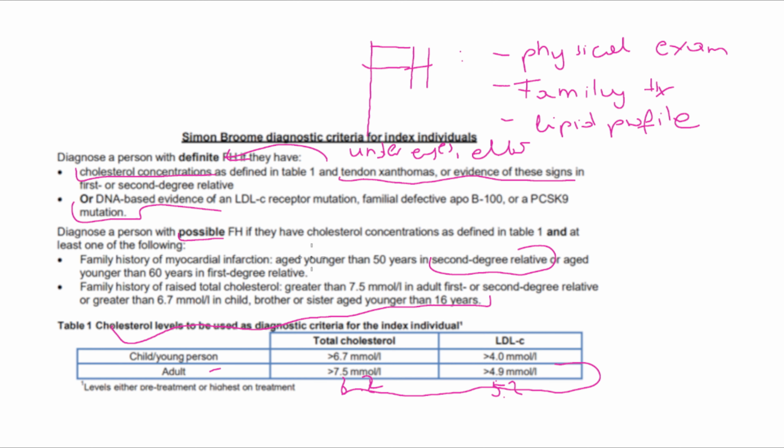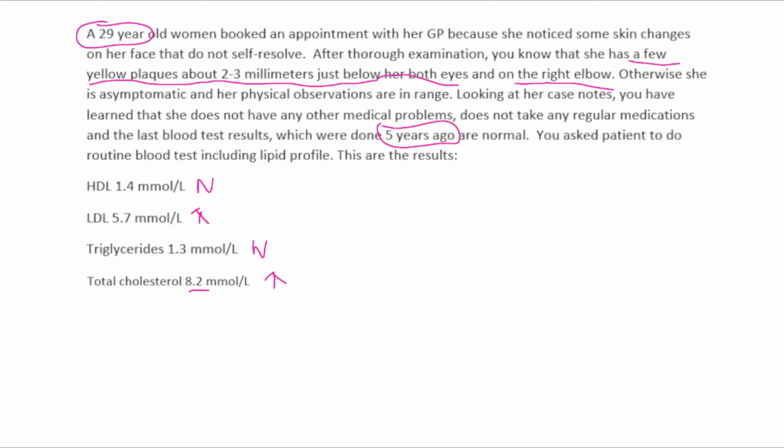So as you can see, it's very, very straightforward, a simple case. Usually cases for familial hypercholesterolemia are quite simple because they need to point you toward the answer. So either you will see some yellow plaques on the tendons or under the eyes, and they usually will give you the lipid profile. If you notice that LDL and total cholesterol are both raised, then from the history and from the blood results, this patient meets criteria for familial hypercholesterolemia.